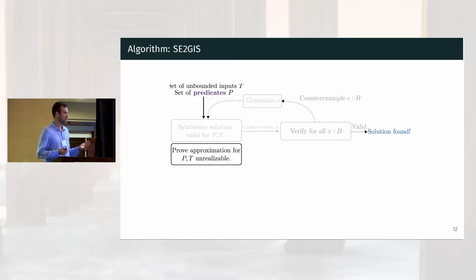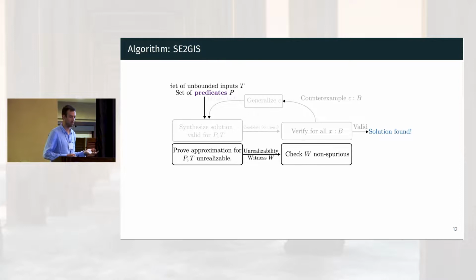So how does this fit into our algorithm? We had initially this symbolic CEGIS algorithm that is learning realizable problems, but now we have also this other part that learns unrealizability. So if an approximation with P and T is unrealizable, we get an unrealizability witness.